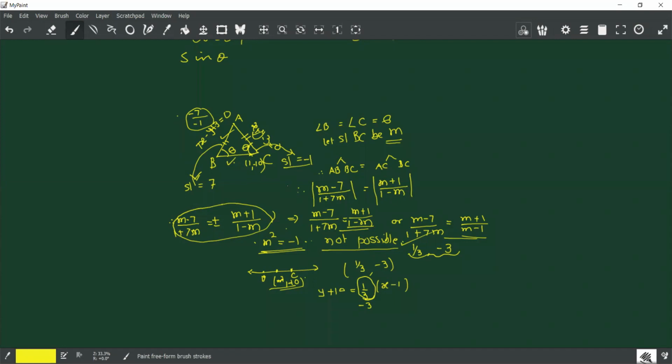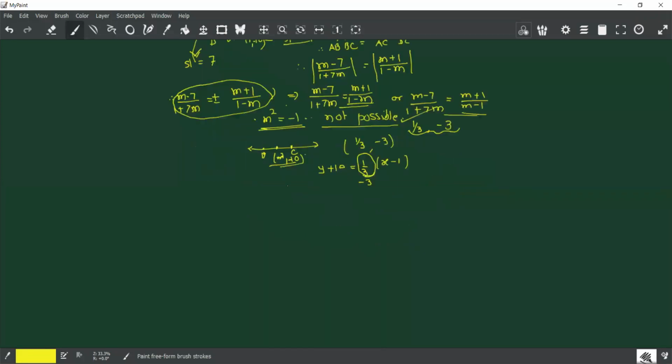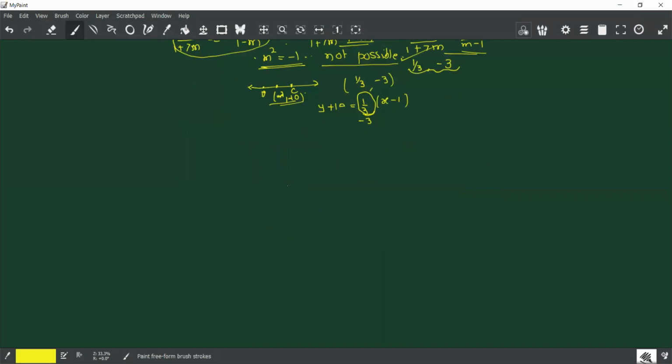Okay, then can I go to the second sum? I guess there was one more homework sum, right? Could you do that? I think the equation of the line was x upon a plus y upon b is equal to 1. Was the equation of the line.